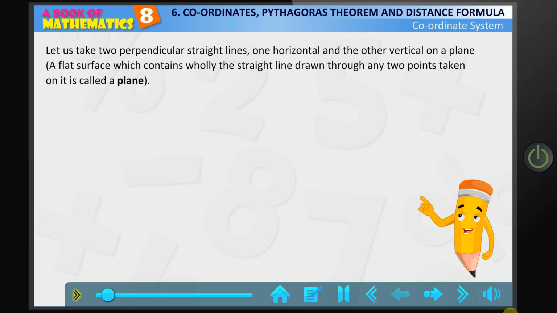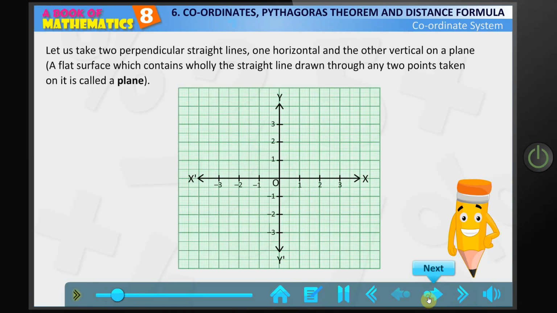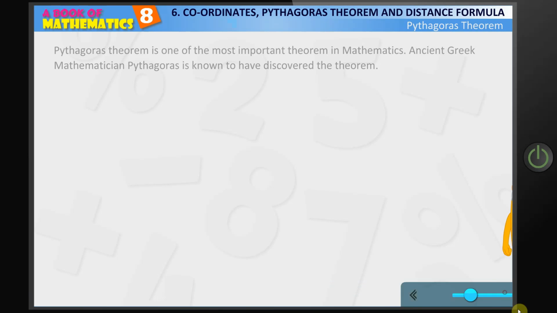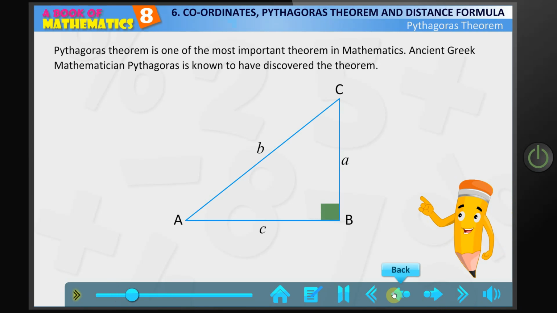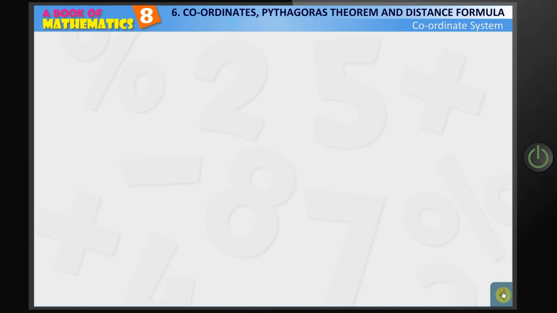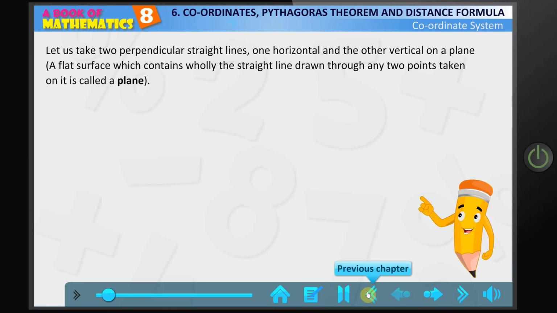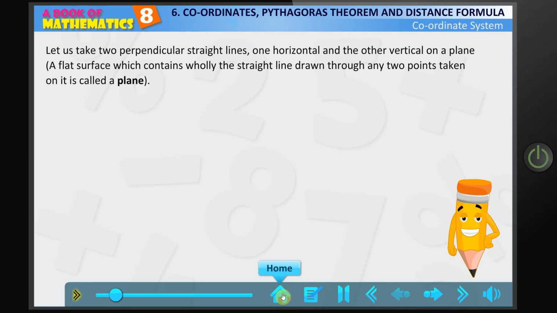Coordinate system. Let us take 2 perpendicular straight lines, one horizontal and the other vertical, on a plane. Pythagoras theorem, one of the most important theorems. Coordinate system. Let us take 2 perpendicular straight lines, one horizontal and the other vertical, on a plane.